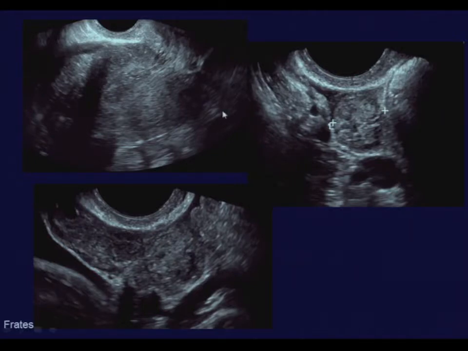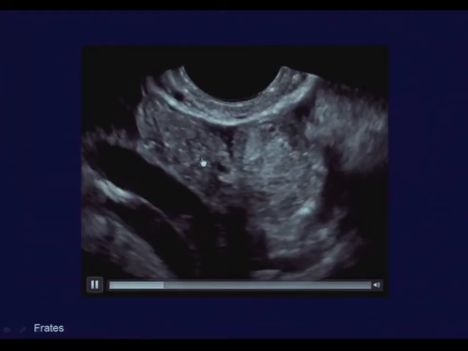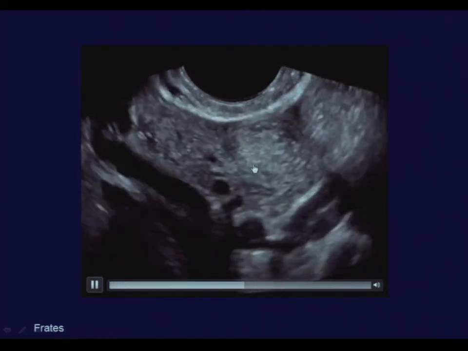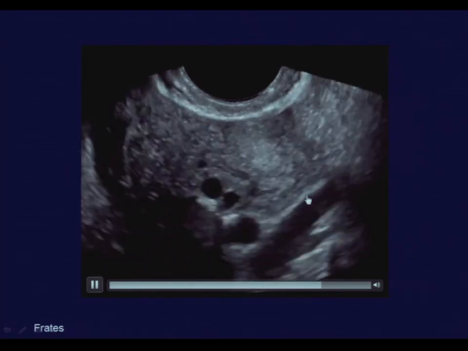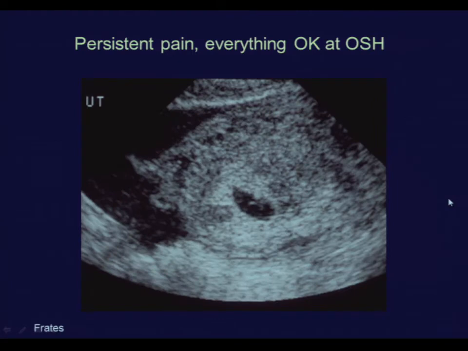Here's a patient with an empty uterus, nothing in the uterus. Here's the ovary, here's the mass, and again with motion, you can see the ovary moves laterally and the mass spins. It doesn't necessarily move away, but it's moving differently from the ovary, independently from the ovary.